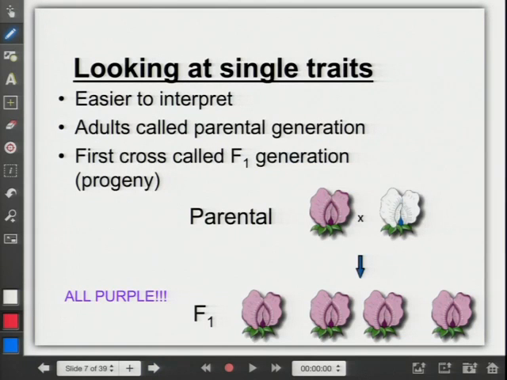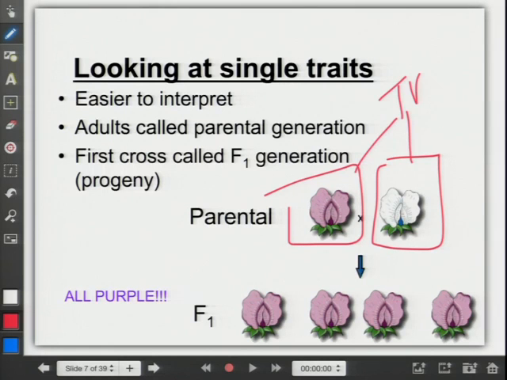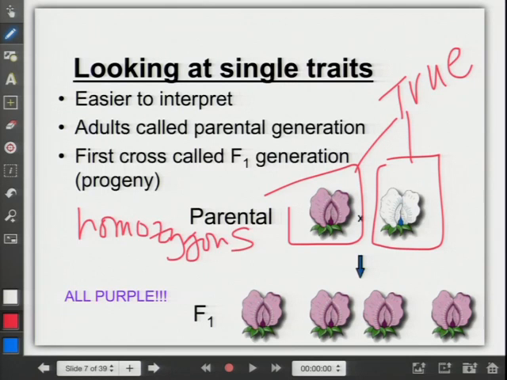Okay. When we call something a parental generation in genetics, that would be, by definition, true breeding. So if I told you it's parental purple and parental white, right, we know both of these are true breeding. And that means they have to be homozygous. And homozygous means the same, two of the same alleles for every gene. Okay. So big P, purple, little p for white.